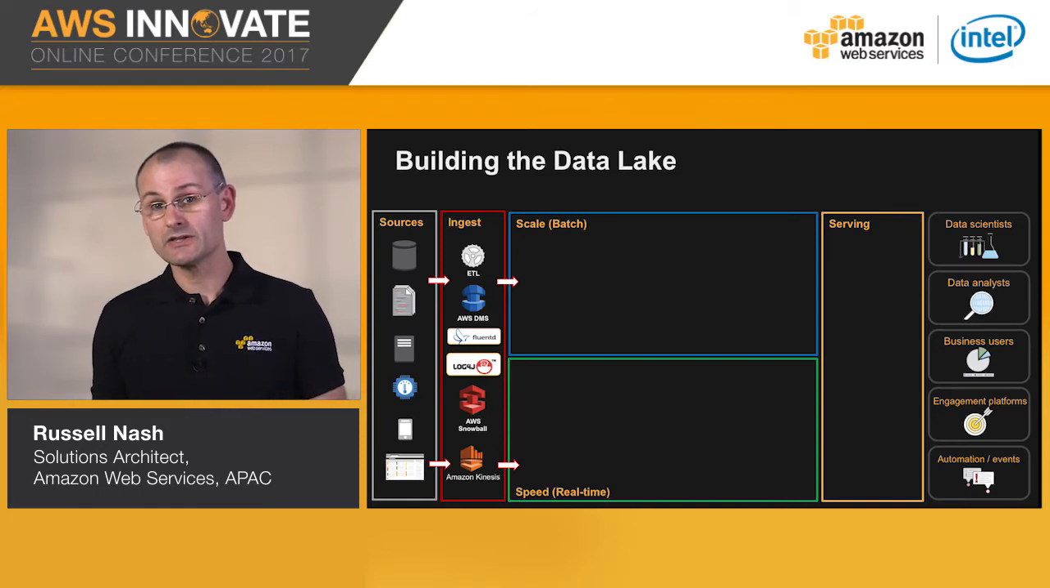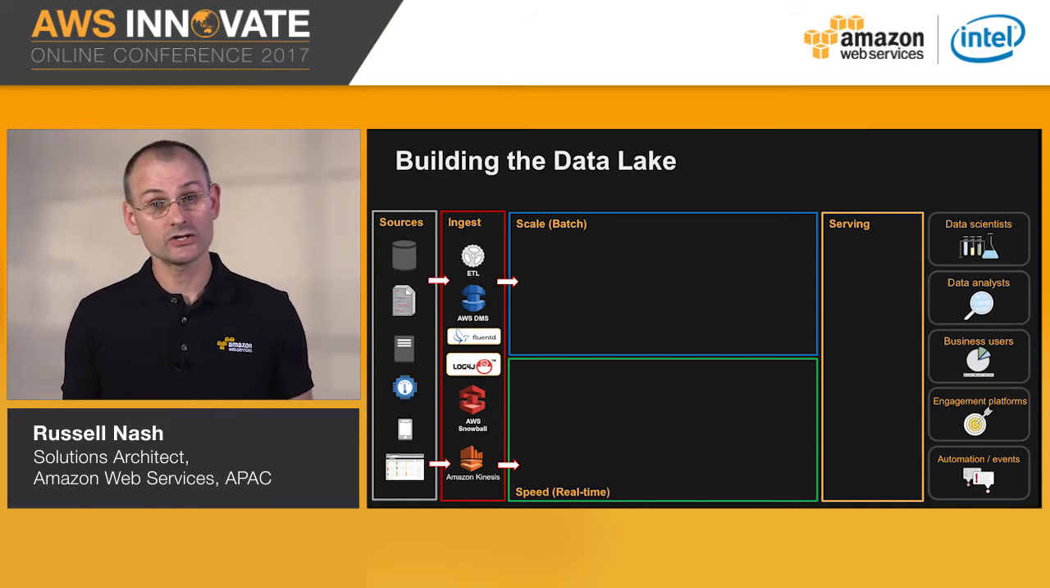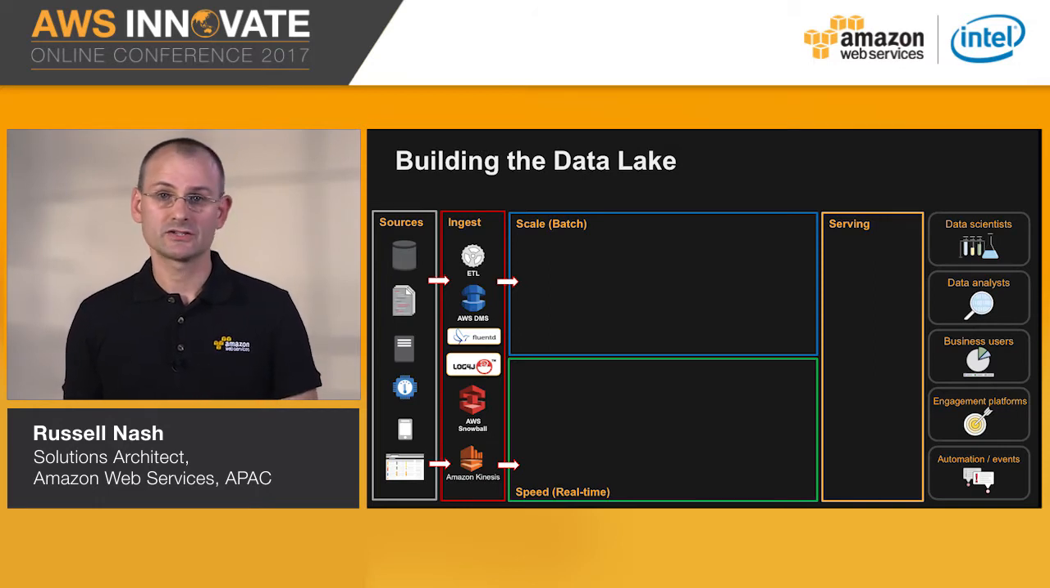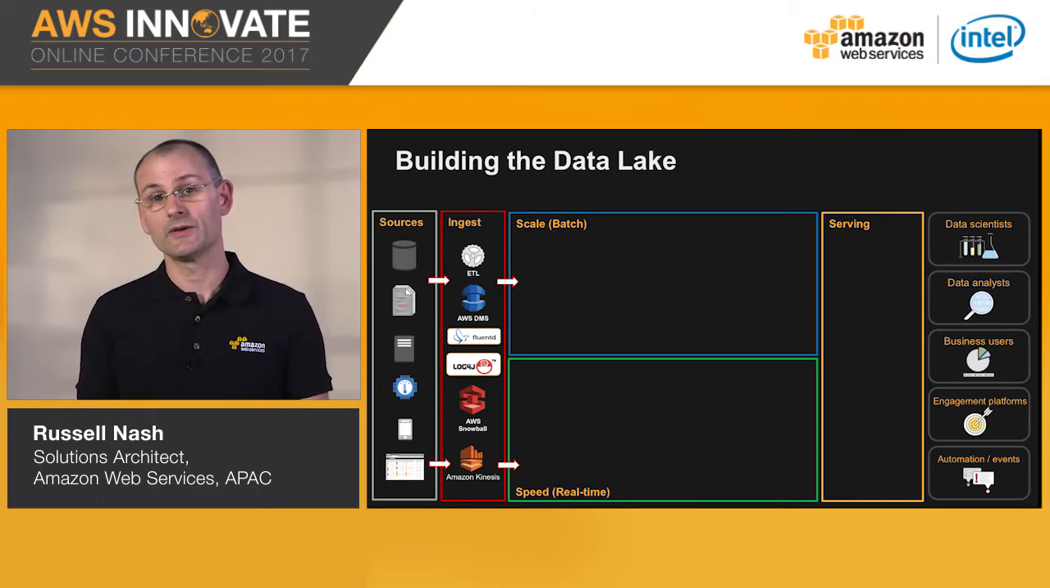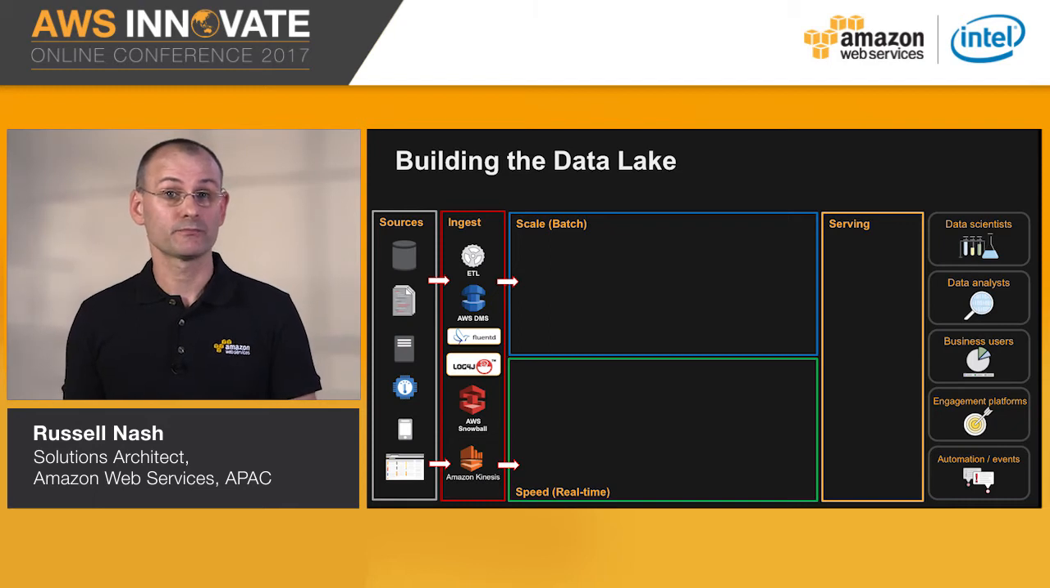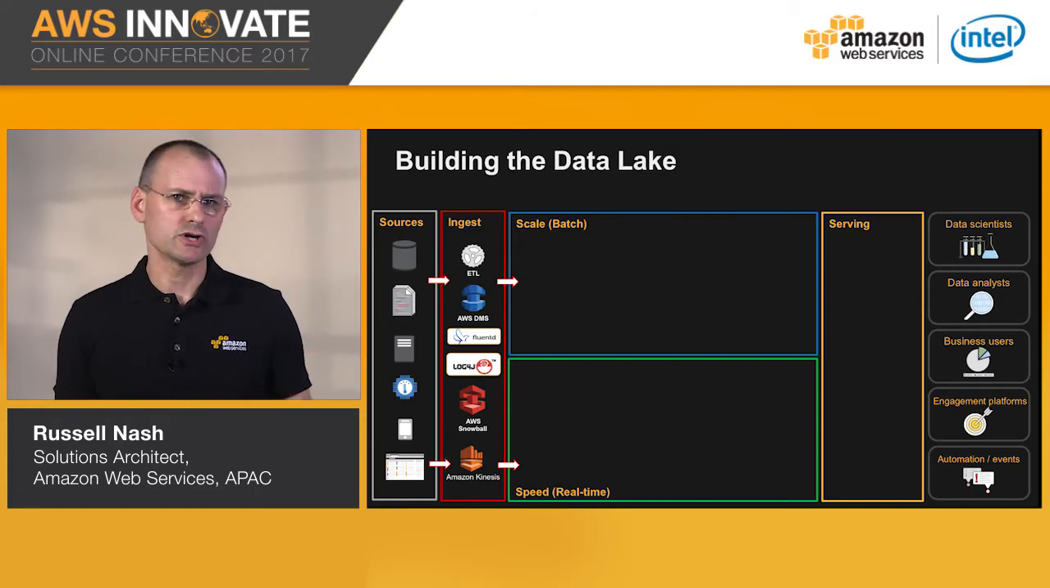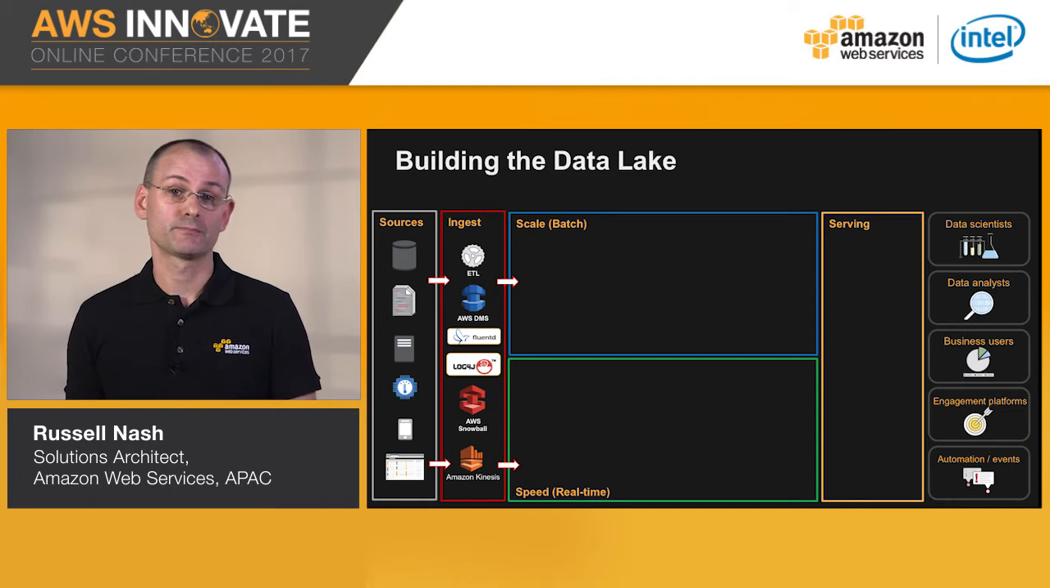You can see DMS there as well, so that's our Database Migration Service, and that's our own ETL tool that you can use for accessing certain sources of databases, again, to get data into your lake. There's also a number of open source tools that you can use. So we have things like FluentD, Log4j, and heaps of others that you can use to get data into S3.